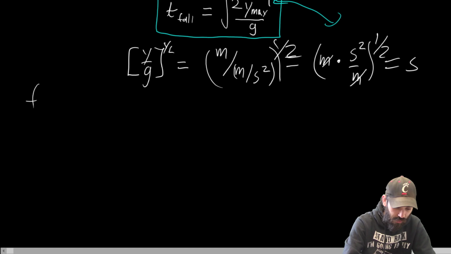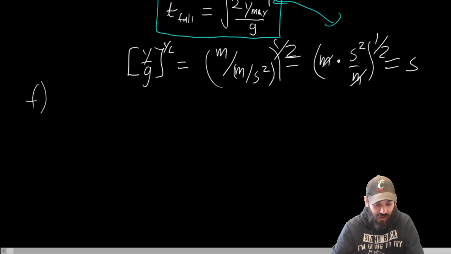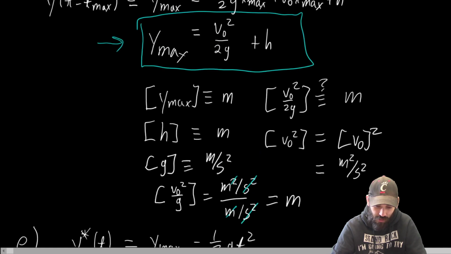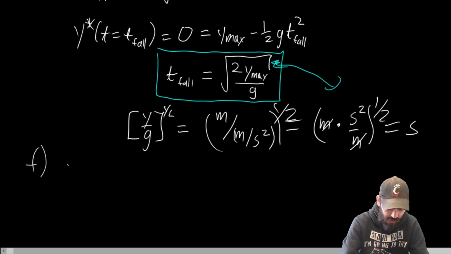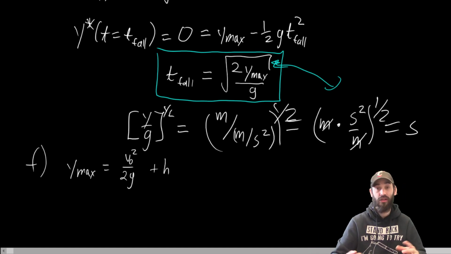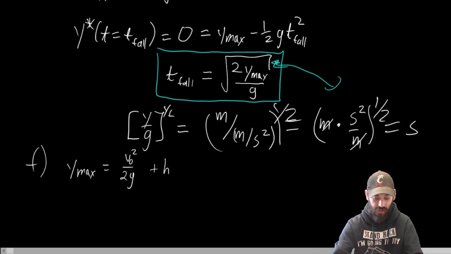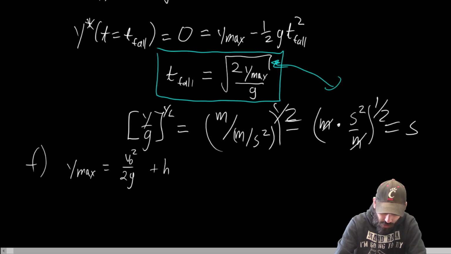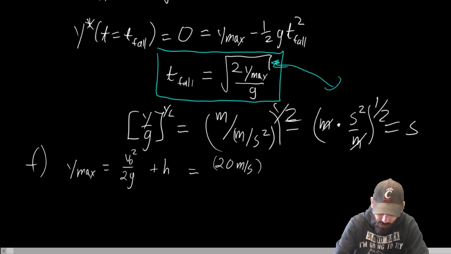So we want to find the maximum height. Well, we already did the analysis here. We can say y max is just going to be equal to v0 squared over 2g plus h. And so what were the values that we had here? Now is when we plug in numbers. Don't plug numbers in before this because you can make mistakes. So this is going to be equal to 20 meters per second squared divided by 2 times 10 meters per second squared plus 1 meter.